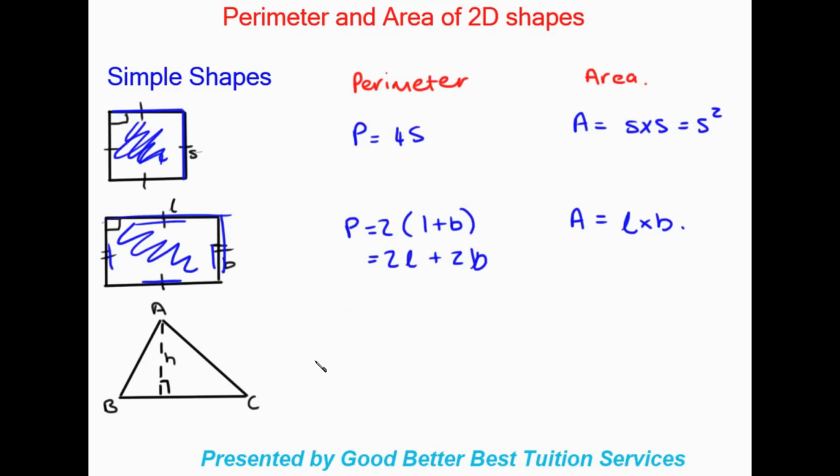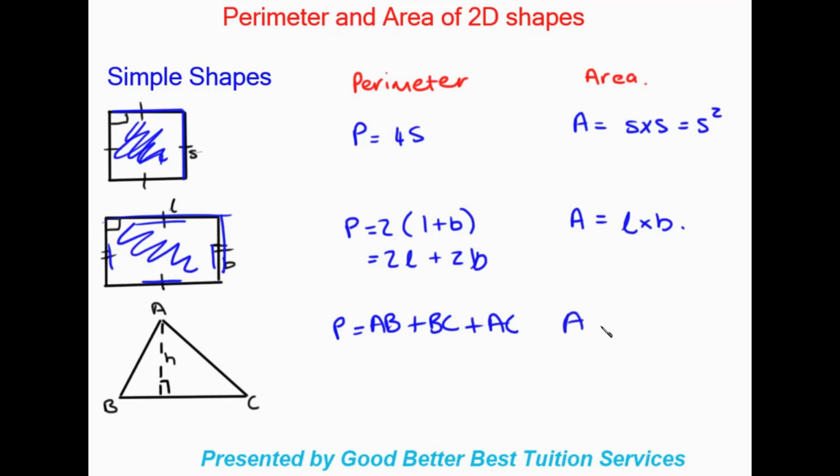Now when we get to a triangle, it is a bit different, okay? But when it comes to perimeter, it's pretty much the same. So for perimeter, we're just adding up all the side lengths, okay? So that's going to be AB. So that's the line AB over here, plus BC. That's the bottom line, plus AC. So that is the perimeter of our triangle. Once again, we're just adding up the sides, okay? That's all we did with the square and the rectangle as well.